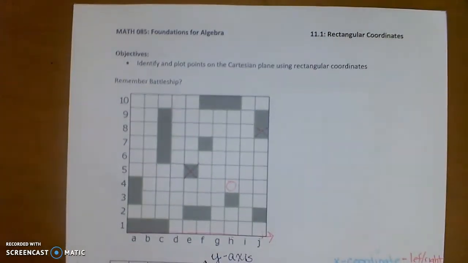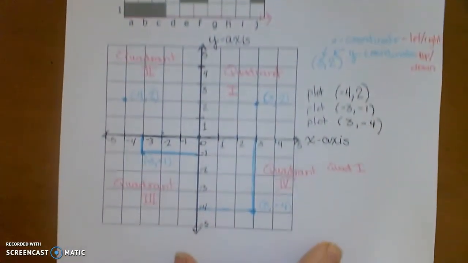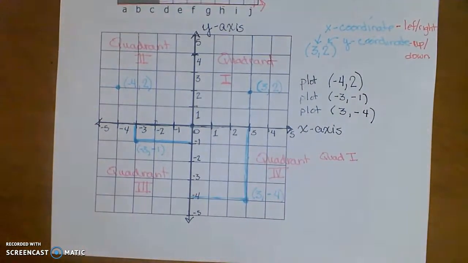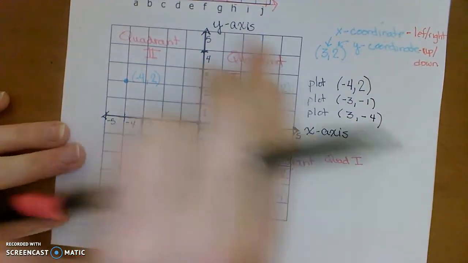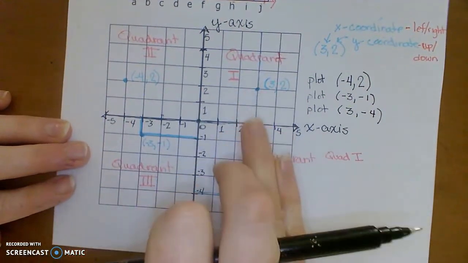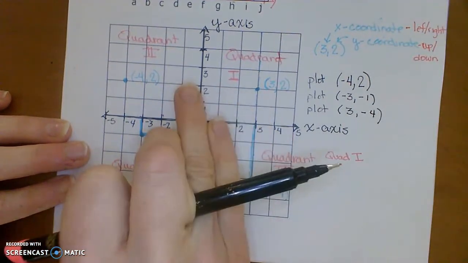Hey, Math 85, we're still working on section 11.1 on rectangular coordinates. Before we move on to some more examples, I'd like to just wrap up the ideas of the coordinate planes. We have these 4 quadrants, and each point in the plane can be described by its x-coordinate, comma, its y-coordinate.